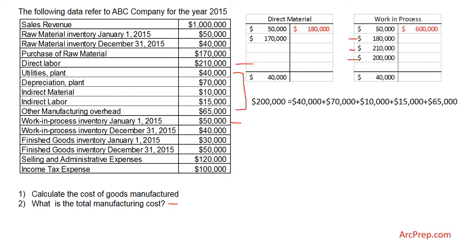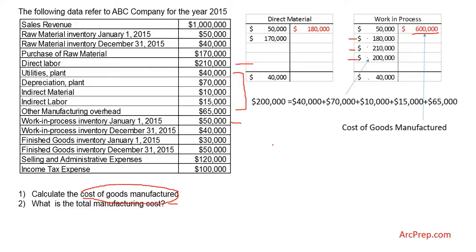Now I have the beginning balance, direct material, direct labor, and manufacturing overhead. I also know my ending inventory. Now I can calculate transfers out, which is cost of goods manufactured in this case. Transfers out from work in process inventory is cost of goods manufactured. That is transferred to finished goods inventory. If I solve the equation, I'm going to get that the 600,000 is the cost of goods manufactured.